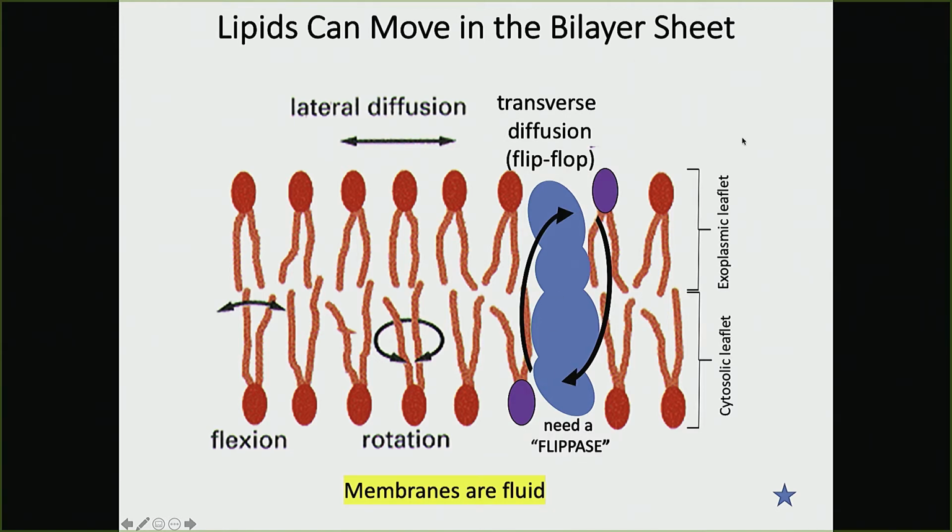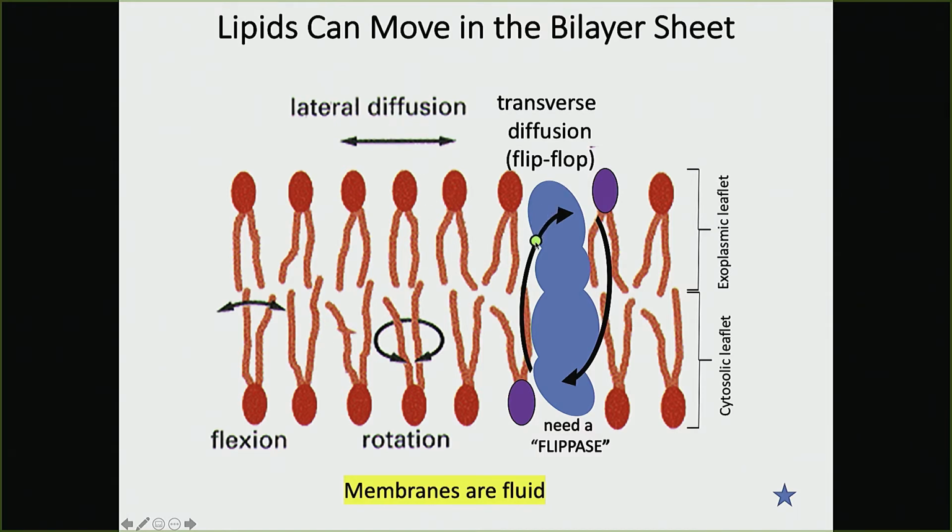So all the jokes apart, what is important to remember right here, and this is your take-home message, is that lateral diffusion, flexion, or rotation, none of these actually require any kind of cellular energy. This is completely dependent upon the environmental condition, whether you are in hot, cold, whatever physiological condition. They do not need any cellular energy.